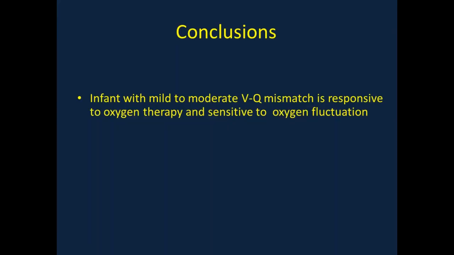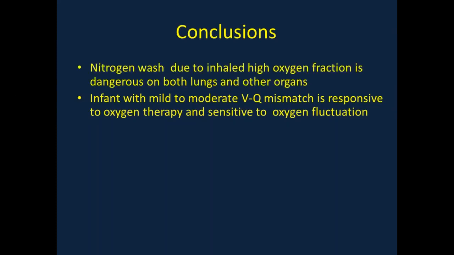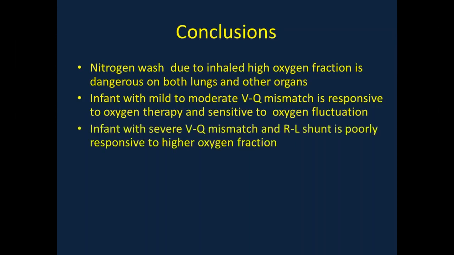To conclude our presentation, an infant with mild to moderate VQ mismatch is responsive to oxygen therapy and sensitive to oxygen fluctuation. Nitrogen washout due to inhaled oxygen or a high oxygen fraction is dangerous to both the lungs and other organs. An infant with severe VQ mismatch and right to left shunt is poorly responsive to a higher oxygen fraction. So if you have severe VQ mismatch and a higher right to left shunt fraction, then the response to oxygen will not be optimal. You have to consider that when you start weaning the infant. Don't assume that giving more oxygen will improve his oxygenation.